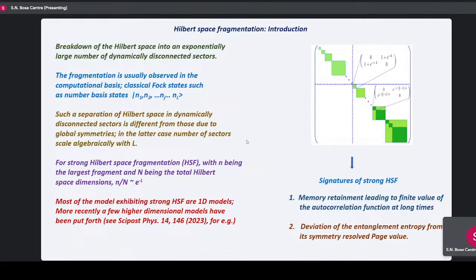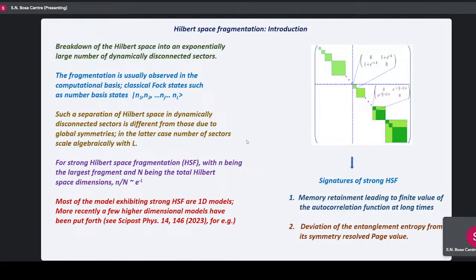The weak fragmentation is when this ratio goes to 1. Essentially, the largest sector just fills the entire Hilbert space. Scars are an example of weak fragmentation because the thermal states just form the exponential majority, but there are still some scars. Most of the models exhibiting strong Hilbert space fragmentation are 1D, but there are some 2D models, and all of them need a lot of work.